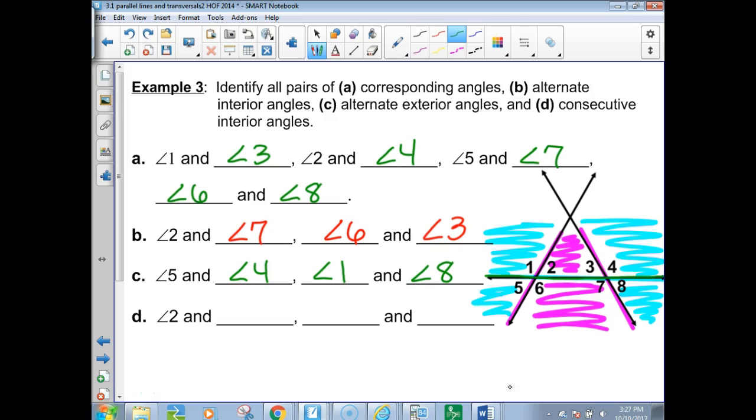And finally, consecutive on the interior. Consecutive means same side is another way to say it. Same side interior would be 2 and 6. And angles 3 and 7.